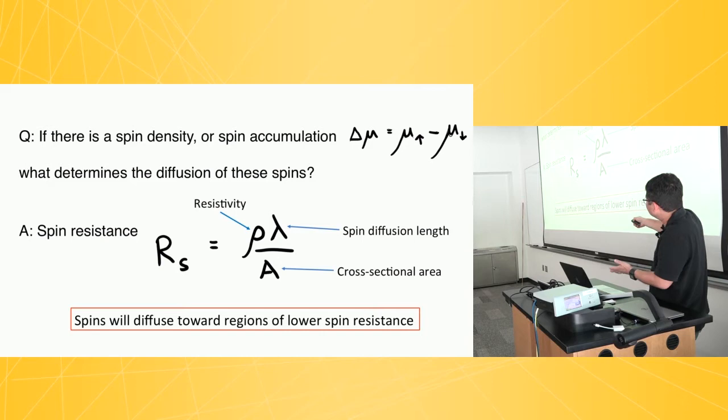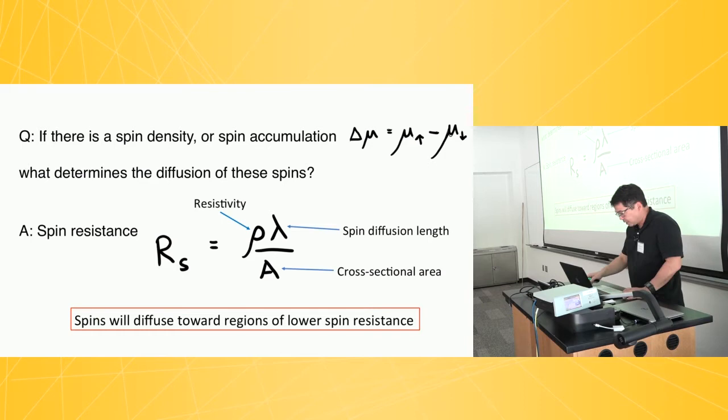Any place that has lower resistance, like, if you had silicon, the resistivity is higher than if it was copper. So with metals, spins like to flow into regions of lower resistance or higher conductance. And yeah, that's the main thing.